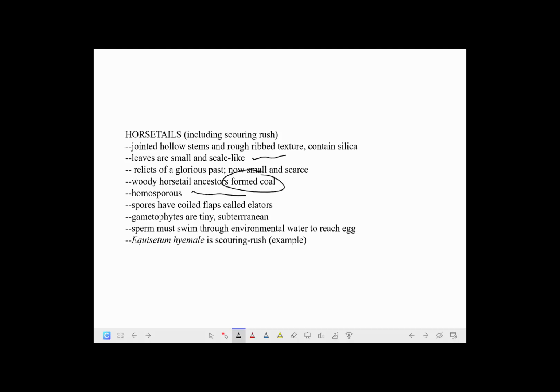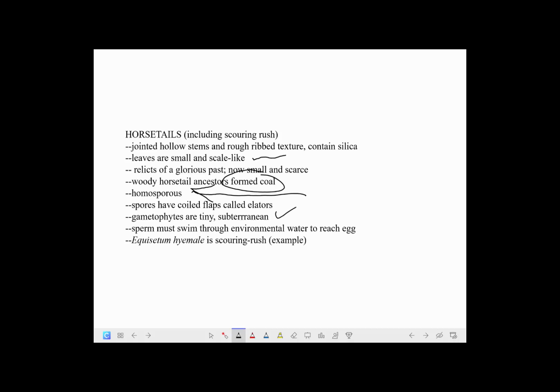The horsetails are homosporous. We'll formally and officially learn that, but I want to keep mentioning it. That's a plant that produces one type of spore that germinates into a hermaphroditic, bisexual gametophyte that has both male and female gamete-producing structures. The cool thing about horsetail spores is they have these flaps that move around when the air humidity changes and helps them burst out of the sporangia.